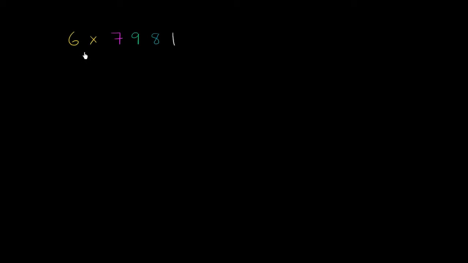Let's multiply 6 times 7,981. And the way we're going to do it right now is just to represent or expand out 7,981 as 7,000 plus 900 plus 80 plus 1. And so multiplying 6 times 7,981 is the same thing as multiplying 6 times 7,000 plus 6 times 900 plus 6 times 80 plus 6 times 1. You would essentially distribute the 6.